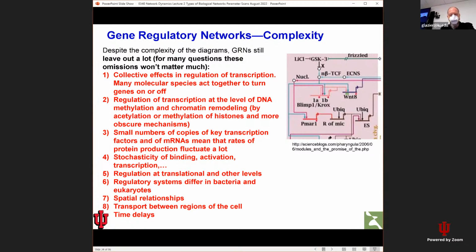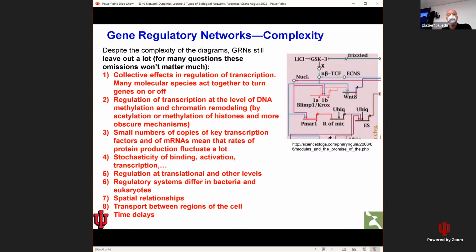The one next to it, BLIMP1 CROX, I will see that there are two molecules, two arrows that are coming in that are promoting it and one that is inhibiting it. I have three signals coming in. That arrow diagram doesn't tell me anything about how they interact. Which one wins if they're all three there? And so this kind of diagram is designed to make these circuits look simpler than they are.